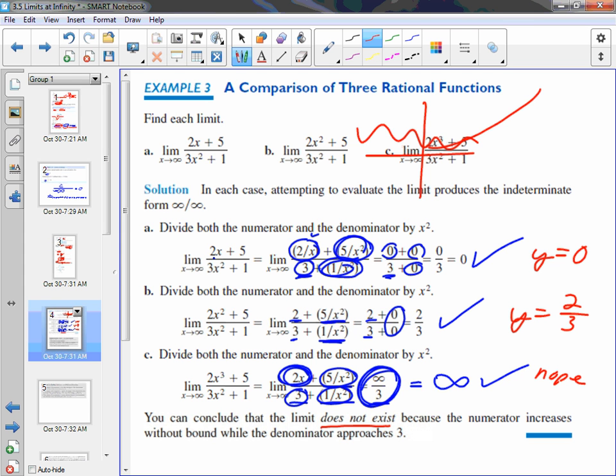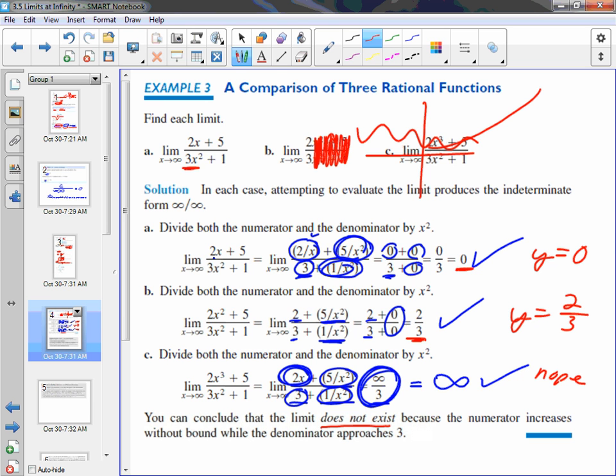Wouldn't it be nice if we could come up with a pattern? Here, the exponent on the x in the denominator is greater than the exponent on the x in the numerator, and we got 0. Started to say infinity. Nope, 0. Here, the largest exponents on the x are the same. 2/3. Do you see a 2/3 anywhere in that?